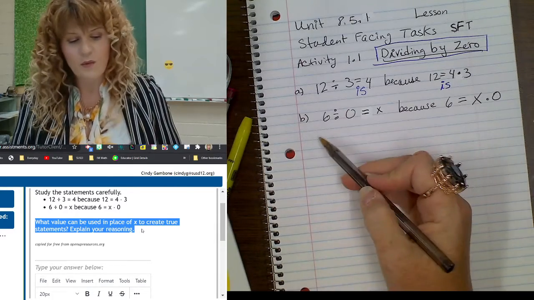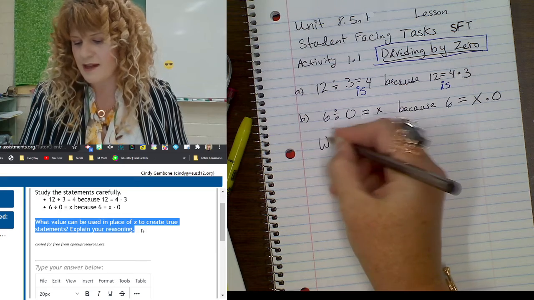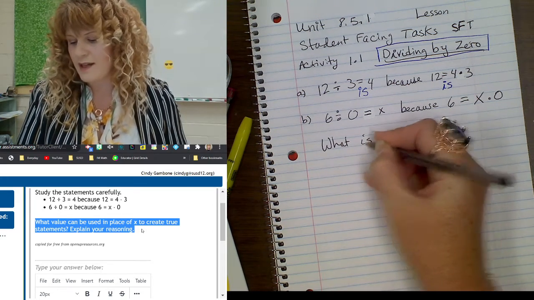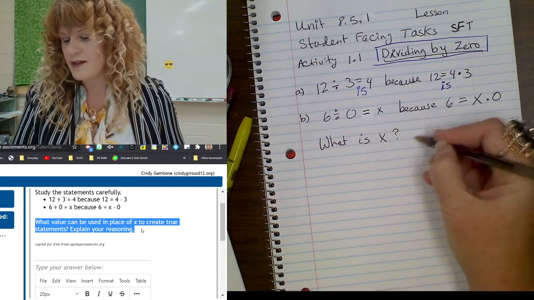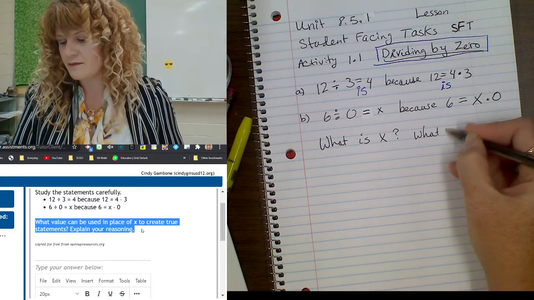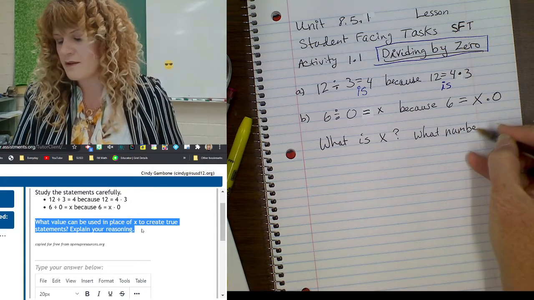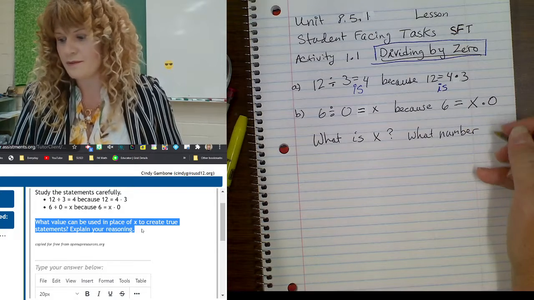Okay, so anyway, what value can be used in place of x is the question. Like, what is x? What number is x? When they say value, they mean a number, a value.